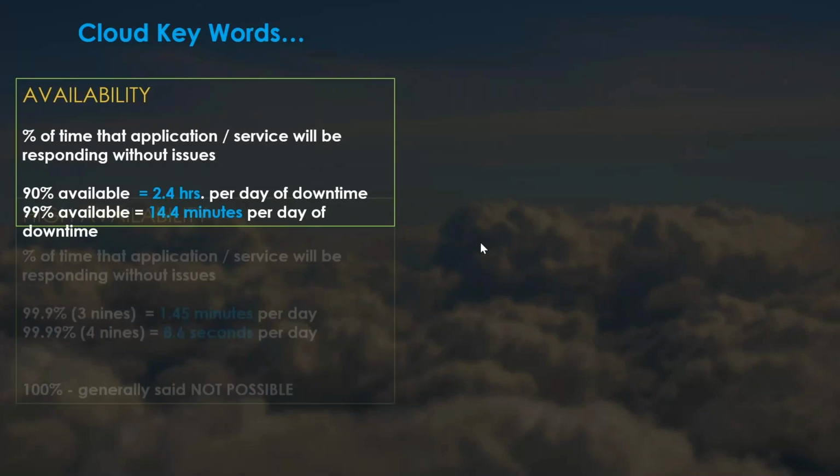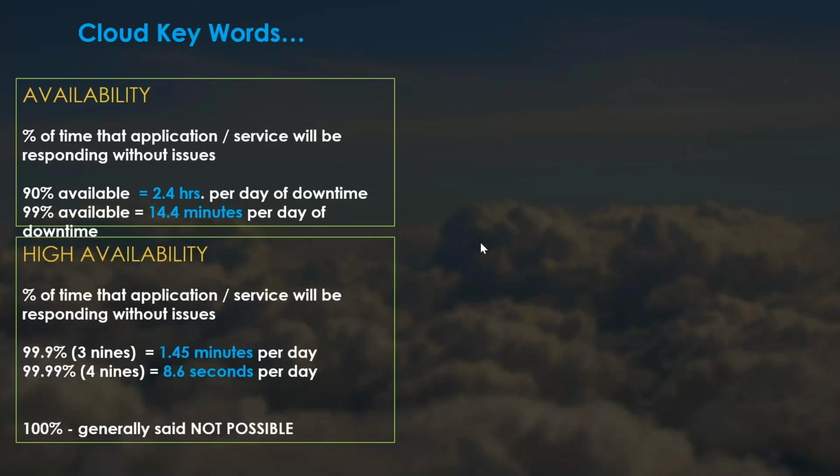Now when you talk about high availability, that's where three nines, 99.9%, or 99.99% come in. If you're talking about 1.4 minutes, that is still 1.4 minutes of downtime per day, and it can happen anytime during the day. But when you go to 99.99%, the more nines you add, the smaller the downtime gets.